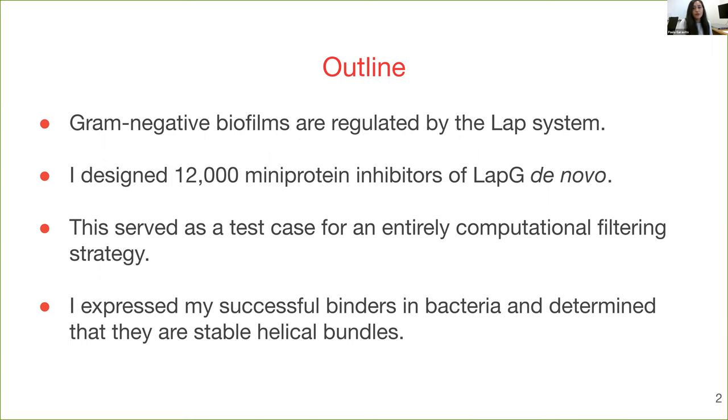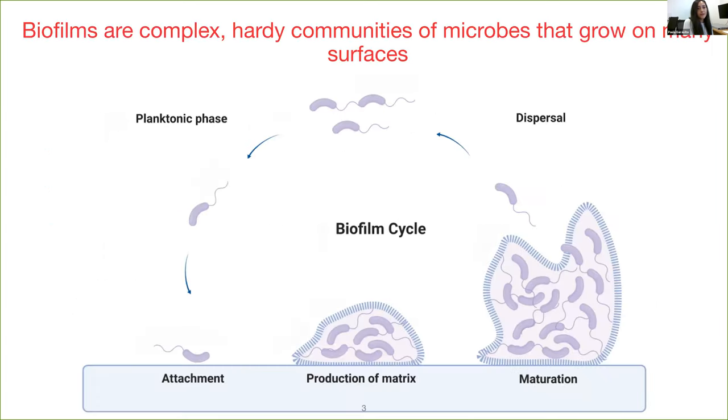So I'll start talking about what biofilms are. Biofilms are complex communities of microbes that can grow on many different surfaces. Once they go through the biofilm cycle, they can attach to surfaces and they produce this extracellular matrix that is known to be really difficult to deal with because you have different microorganisms living in this matrix and they're also known to become resistant to antibiotics at this point. So they're quite difficult to treat at this point.